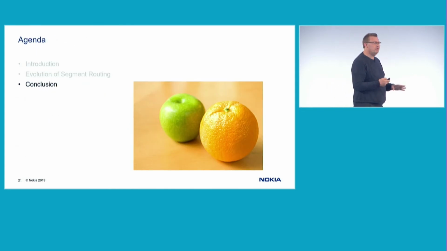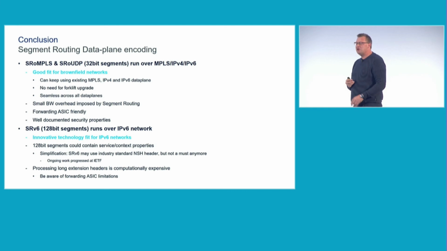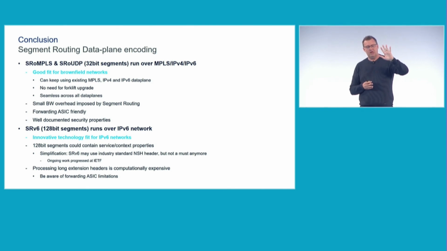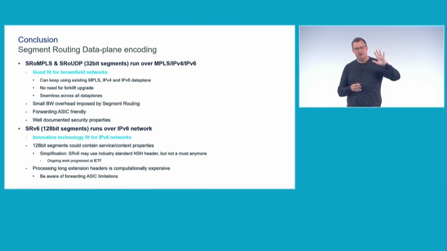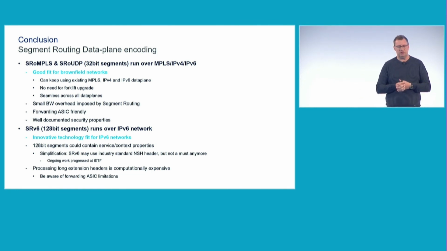So concluding, going apples to apples, and I see a very happy chairman here. If you compare these, I divided them into two buckets. One going from 32-bit segments, which is segment routing over MPLS and segment routing over UDP. You can keep using what you have right now. If you're using MPLS, IPv4, IPv6, you can keep using it. There is no need for a forklift upgrade. It works seamlessly across different kinds of data planes. The bandwidth overhead you impose is relatively small. It's ASIC friendly because we have been using it for years, and it has very well documented security properties.